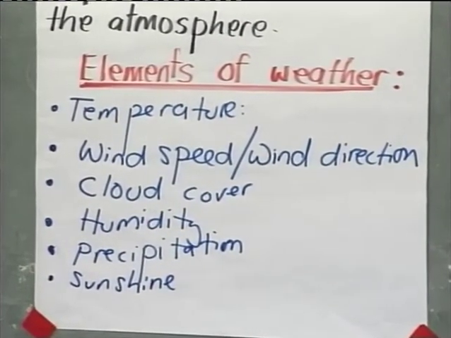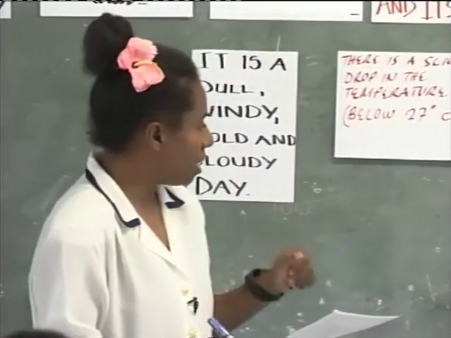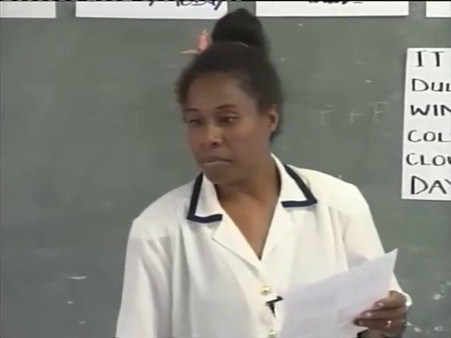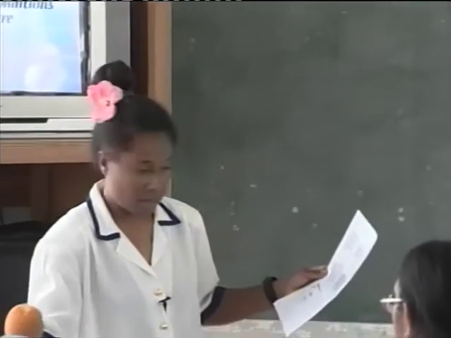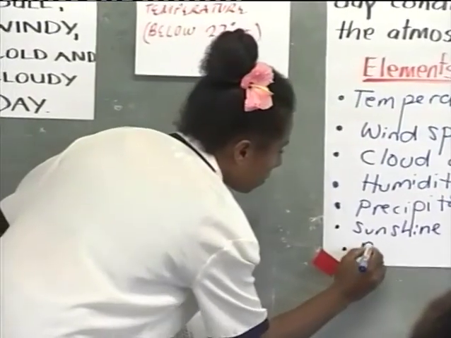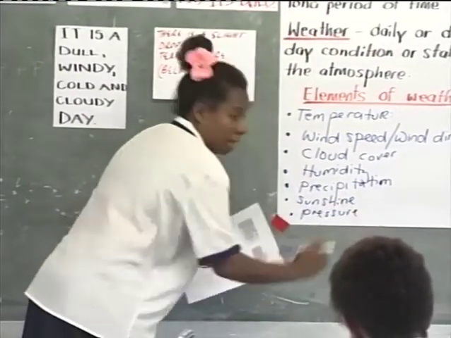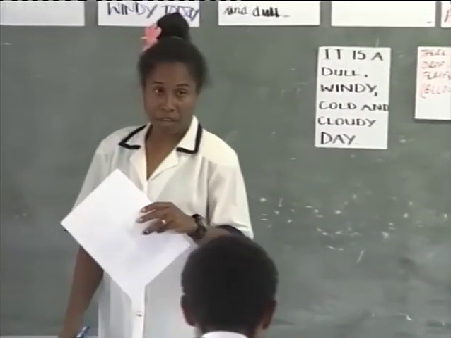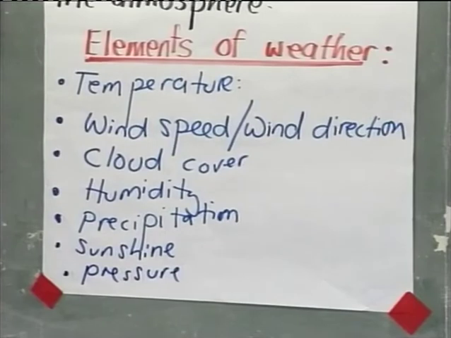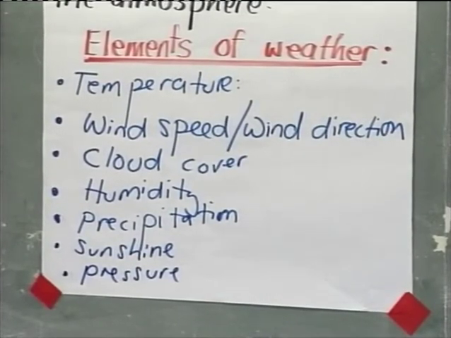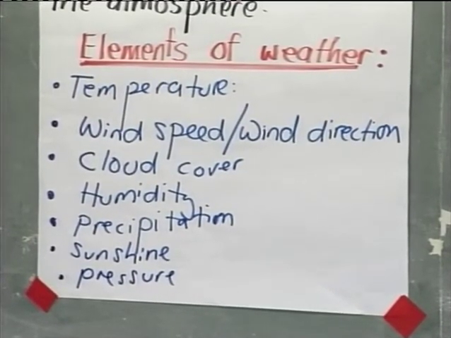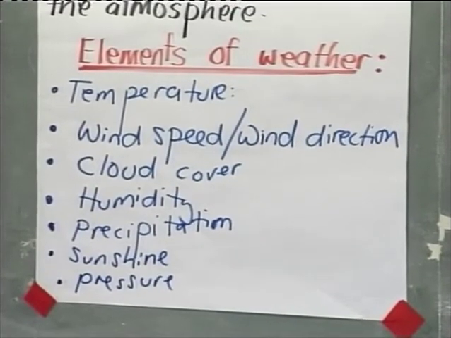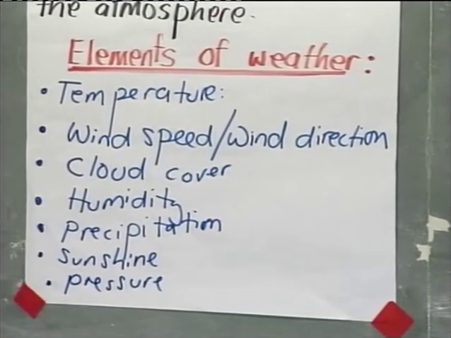One more important element. Somebody is making note of it. Pressure. Pressure, very good. And basically, when we look at pressure, we are looking at the weight of the air on a column or given area at a particular time. And pressure changes together with the amount of heat a place gets, and also together with the rising of warm air and the sinking of cold air. That's to do with pressure.